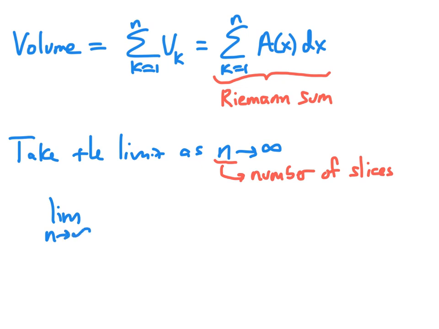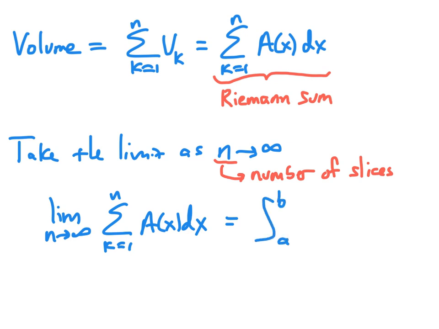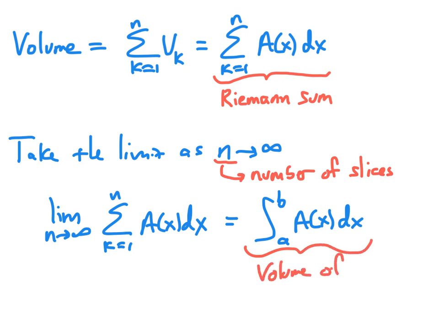The limit as n goes to infinity of the sum k equals 1 to n of A of x dx. And we get a definite integral from our starting point of a to our ending point of b. We picked these values back when we first identified our solid. It was the very first thing we did. And we're going to integrate the cross-sectional area function, which we just called A of x. And so this is an expression, an integral, that gives us the volume of our solid that we started with.